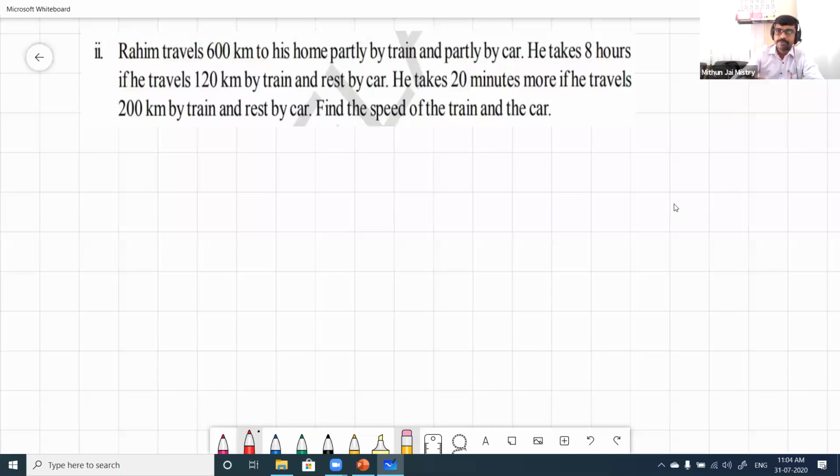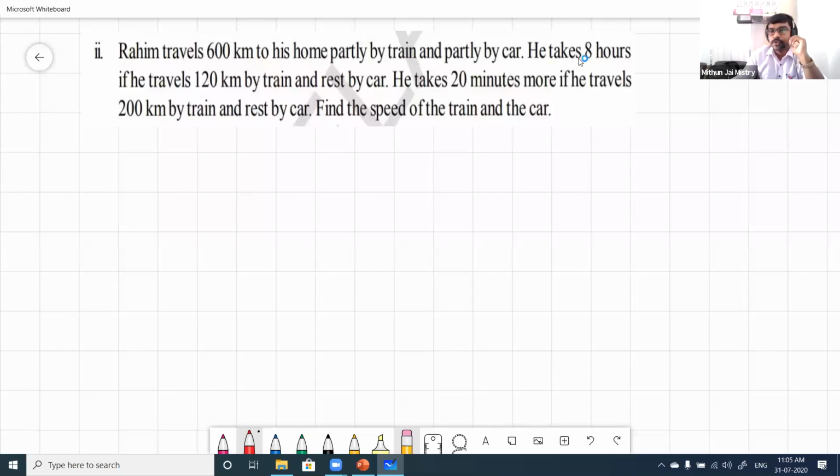You can come across the same type of questions, like boat, upstream, downstream, traveling by car, traveling on foot, traveling by train, and then men doing work, women doing work, number of days. Okay, so this is the second question. This time I will be reading the question myself. So Rahim is traveling to his home, maybe lockdown, that's why. He's traveling 600 kilometers to his home, partly by train and partly by car. So some distance he covered by train and the other distance by car.